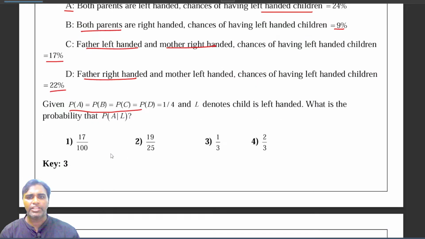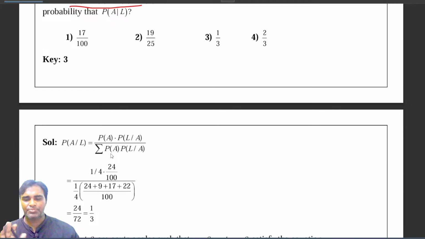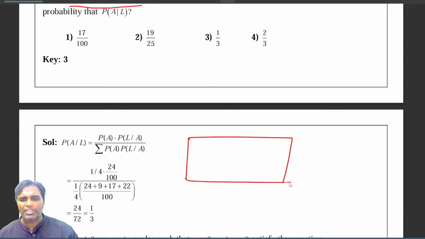We know all that. What do we have to apply here? Bayes theorem. Clear? Now I will give you a unique method. You can apply Bayes theorem here, but I will give a unique method. Same method but in a very different approach. So we have 4 cases, A, B, C, D, and each one with probability 1 by 4.